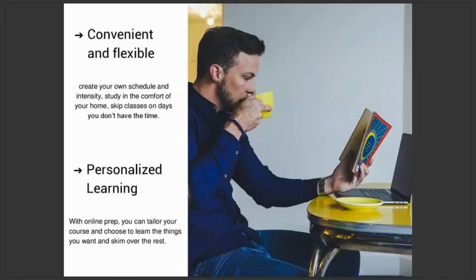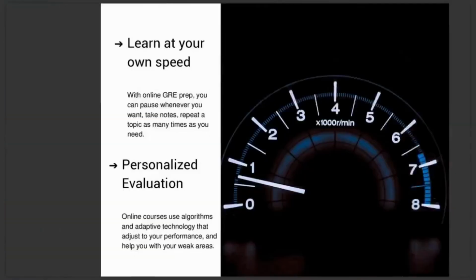With online GRE courses, you can create your own test schedule and intensity, study in the comfort of your home, and skip classes on days that you don't have the time. Number two, personalized learning. In a classroom, can you ask the teacher in class to skip parts that you are very good at and move on to the sections you need to work on? No. But with online prep, you can tailor your course and choose to learn the things you want and skim over the rest.